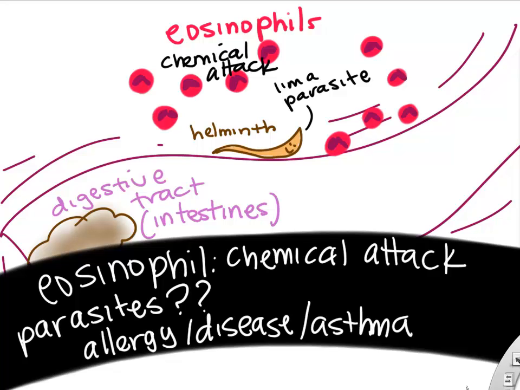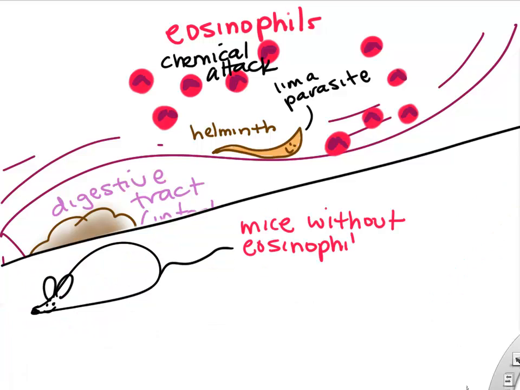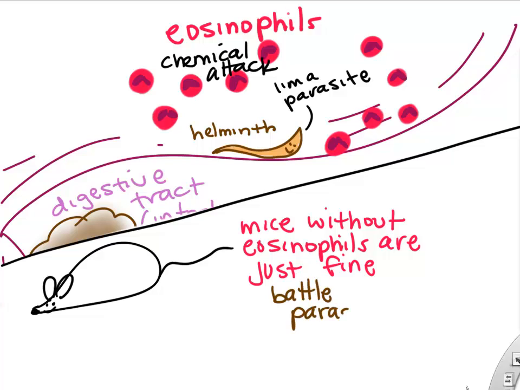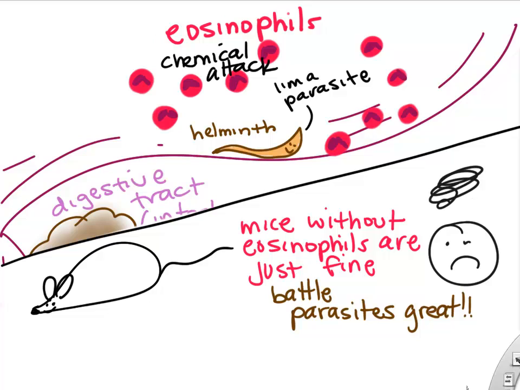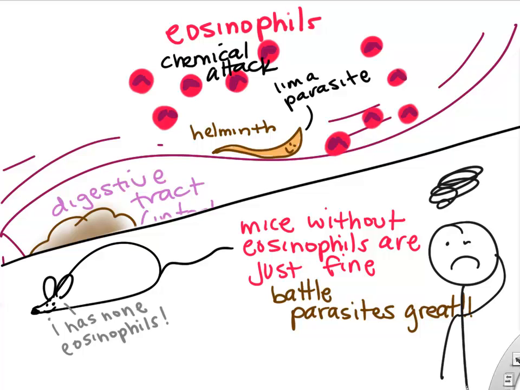Eosinophils are also well known in causing diseases like allergies and asthma, or at least associated with them. So recently, mice were made without eosinophils, and those little mice are just fine. In fact, they battle parasites fine and great. So a lot of people are wondering, what do eosinophils really do? If you can live without them and be fine, then people aren't really sure what they do.